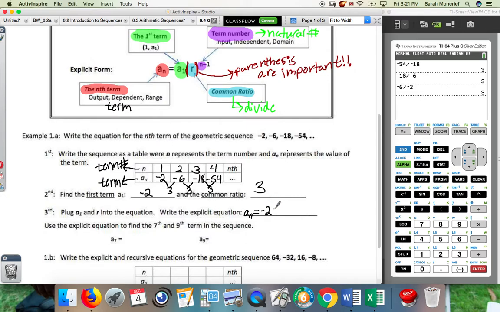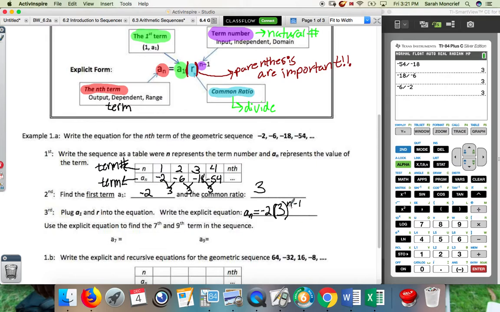Alright, now what is important between a sub 1 and the ratio? The parentheses. So make sure you have your parentheses before you write your ratio. What did the r change to? It changed to 3. And then we need to make sure n minus 1 is up here in the exponent. That is all I ask. I actually ask a lot of things, like make sure there's parentheses and make sure your n minus 1 is in the exponent. And that's it. That's the equation.